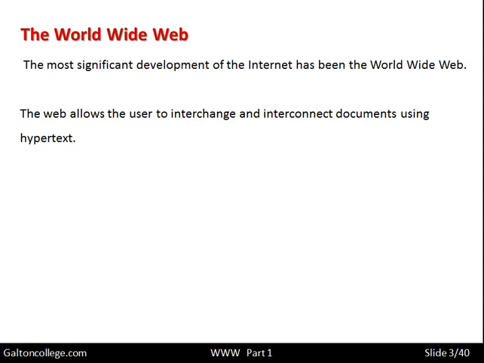The web allows the users to interchange and interconnect documents using hypertext. So it was the World Wide Web that enables us to do a lot of what we now traditionally expect to happen when we work online and when we network online. So this is the big development. There was the Internet, and now there's the World Wide Web.